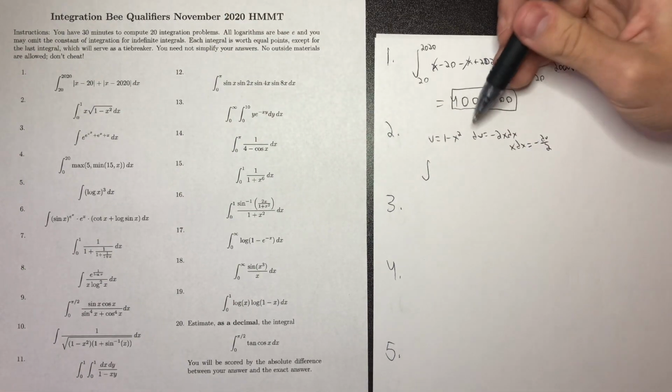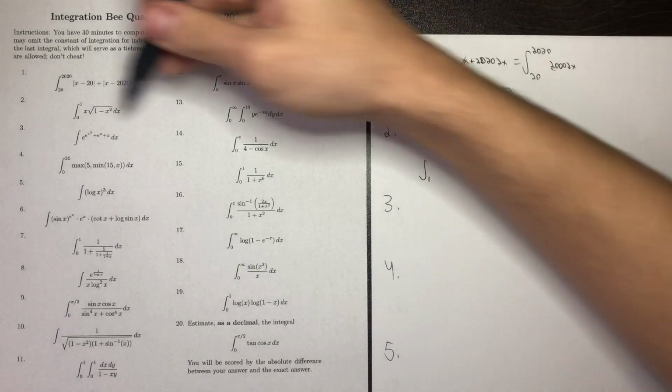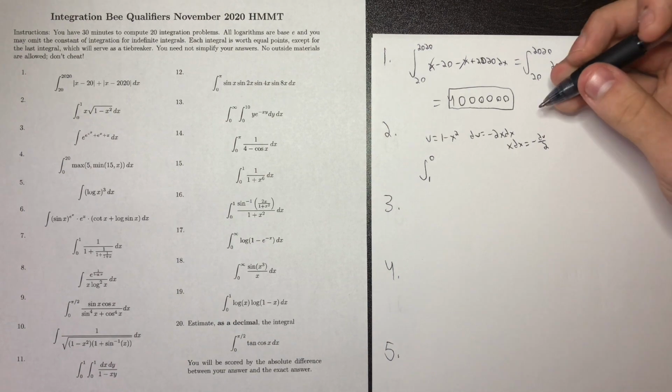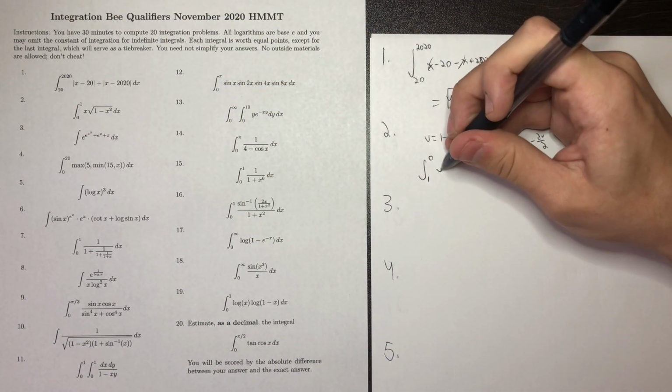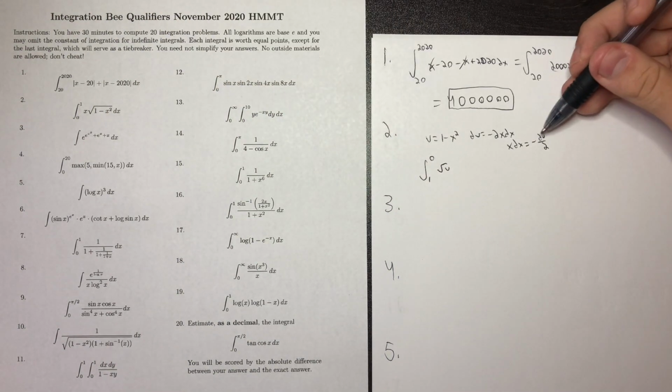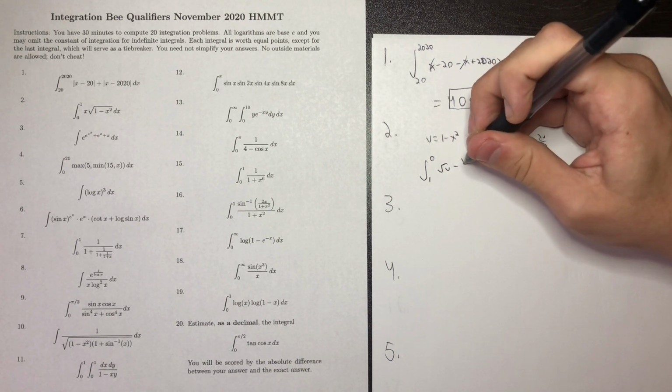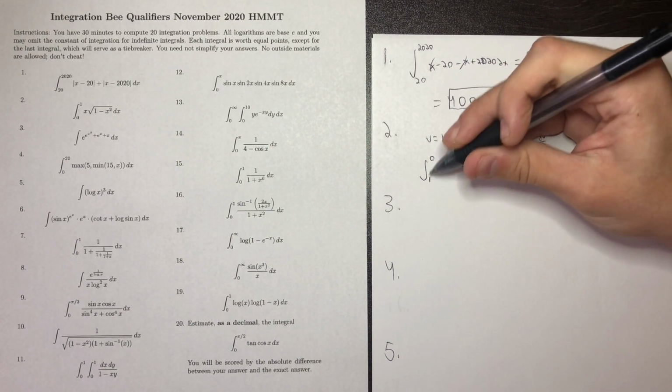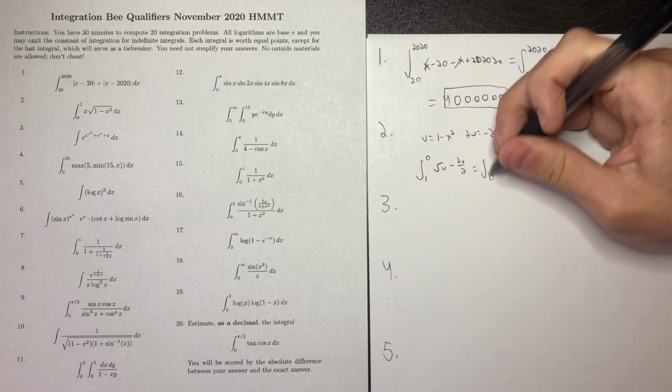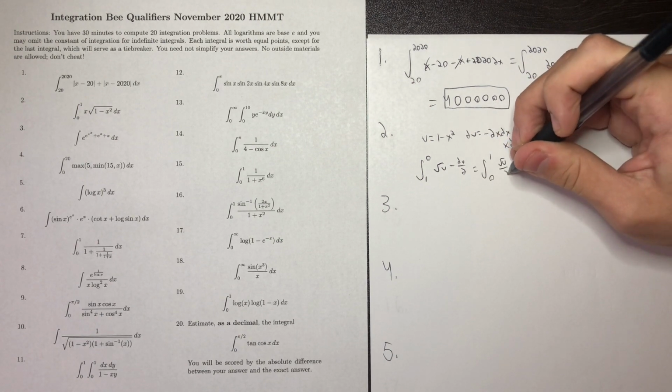Plugging in 0 for x, we start from 1, and plugging in 1, we go to 0, of root u, and then the x dx is equal to negative du over 2. I'm going to use the negative sign to flip the bounds. So this equals the integral from 0 to 1 of root u over 2 du.